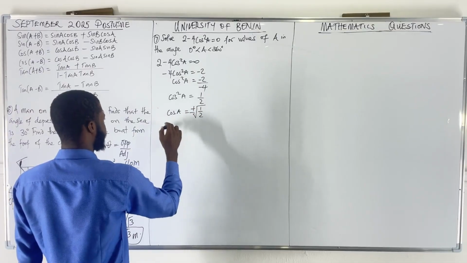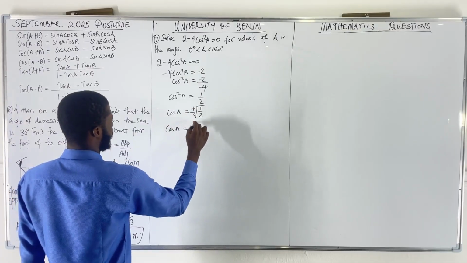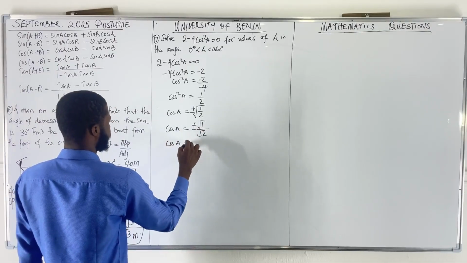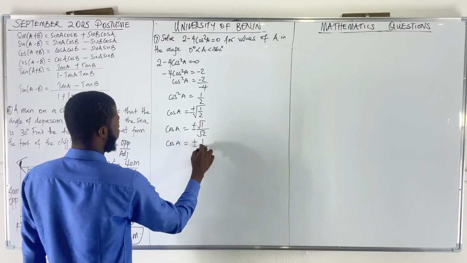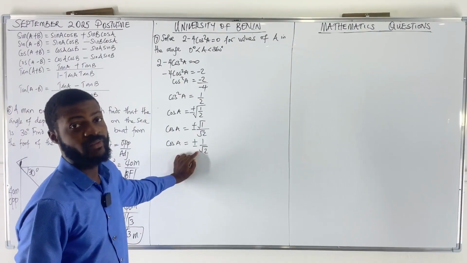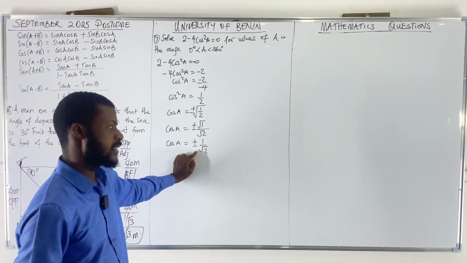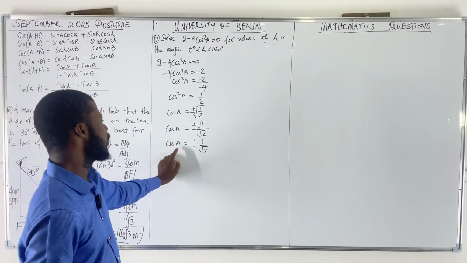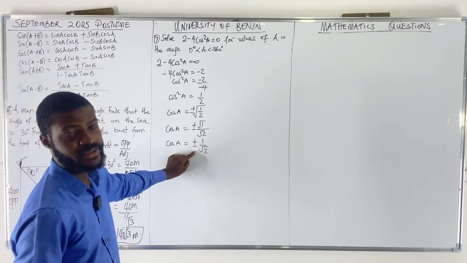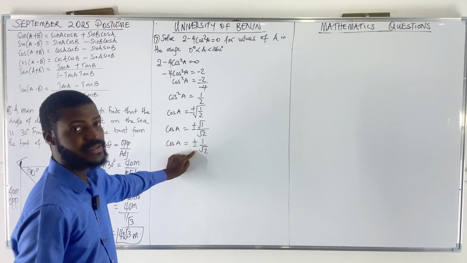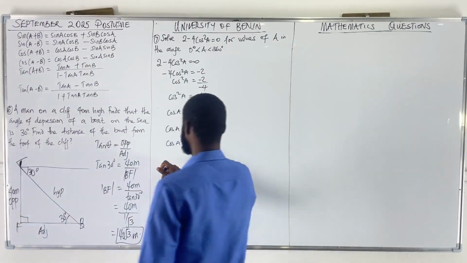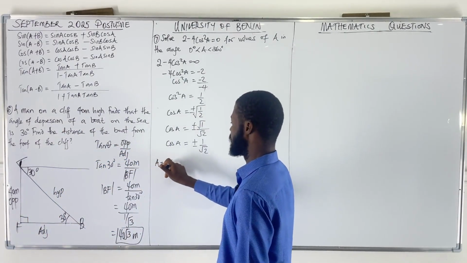Put a plus or a minus. So cos A equals plus or minus the square root of 1 over the square root of 2, so cos A equals plus or minus 1 over root 2. This 1 over root 2 is the same thing as root 2 over 2 when you rationalize. So cosine of what angle will give you root 2 over 2? It's the cosine of 45 degrees that will give you 1 over root 2, or root 2 over 2. So A is equal to 45 degrees.